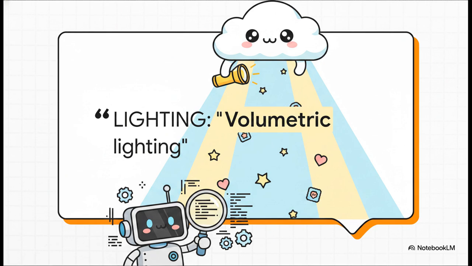And it's the same thing for lighting. It's not just glowing lights. The AI identifies the specific technique being used, volumetric lighting. This is a technical term that completely changes the mood of an image. And now you have the exact keyword you need to get it.